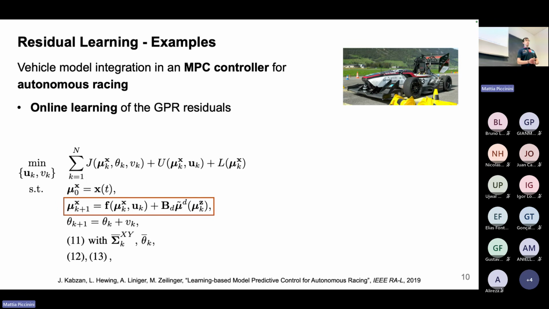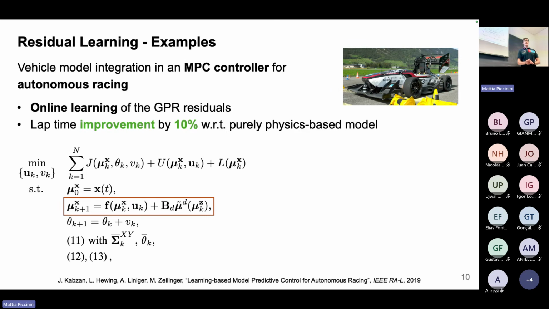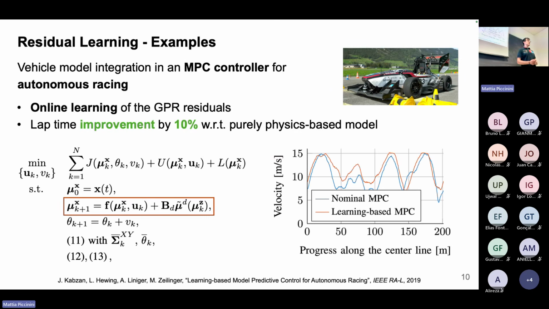And this resulted in a huge improvement of performance. You see the difference in the velocity profiles. So in red, the learning-based MPC could drive way faster, and it resulted in a 10% lap improvement. Yeah, this paper is very popular. There's also a YouTube video, very nice, with a lot of views. So it's a nice example of residual learning, I think, in autonomous racing.